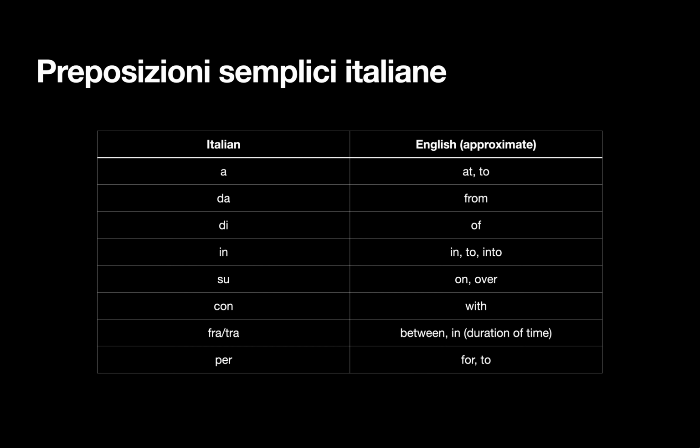So the simple prepositions in Italian include a, da, di, in, su, con, fra, and tra, which are the same thing, and which one you use just depends on what sounds good to you. And per.